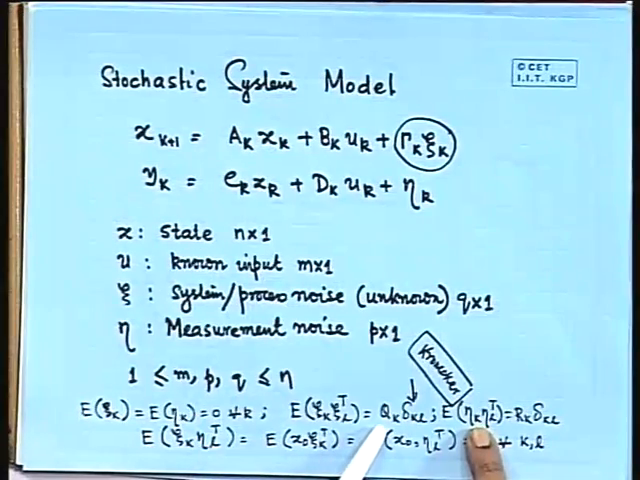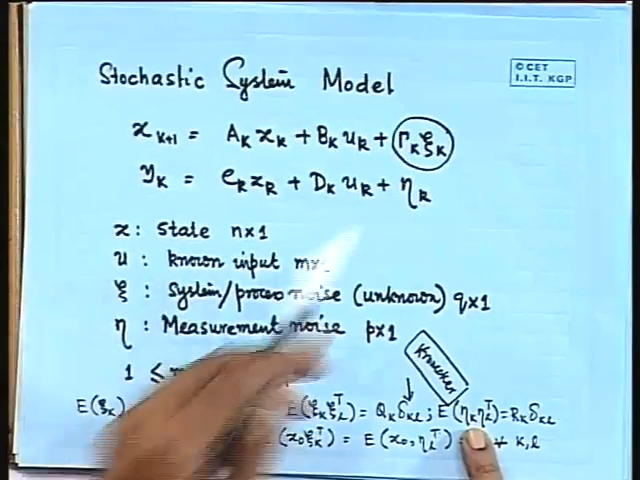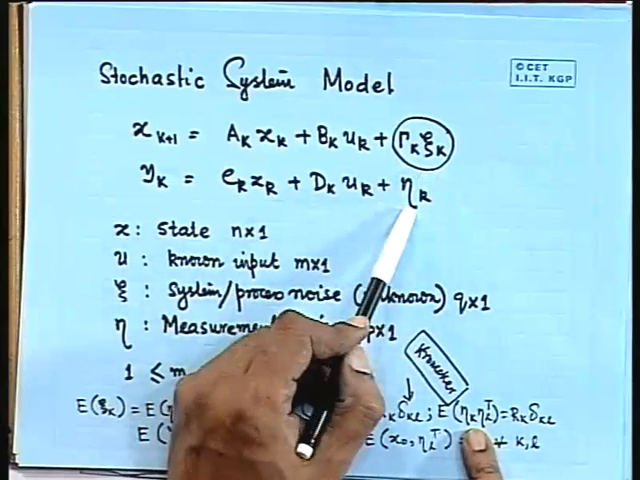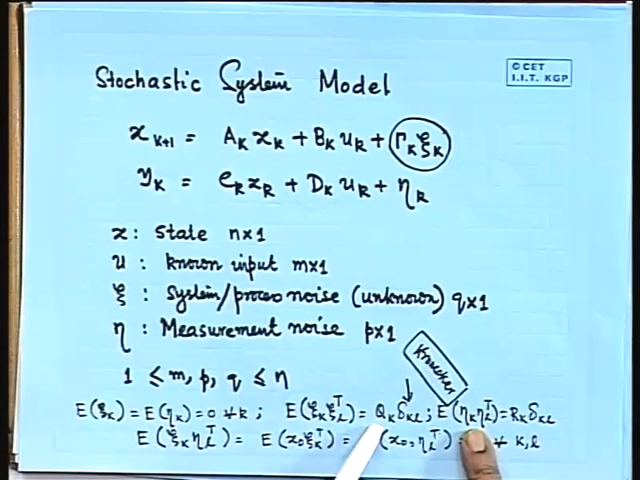While obviously, if you take xi k xi k transpose, then you will get a matrix Q k, which is assumed to be, it necessarily has to be positive definite, okay? Why? Naturally, because if you take x transpose Q x, it will be greater than 0, not only non-zero. Similarly here, so this is called the process noise covariance. This is called the process system noise or process noise, and this is called the measurement noise. So, this is the process noise covariance and this is the measurement noise covariance at time k.